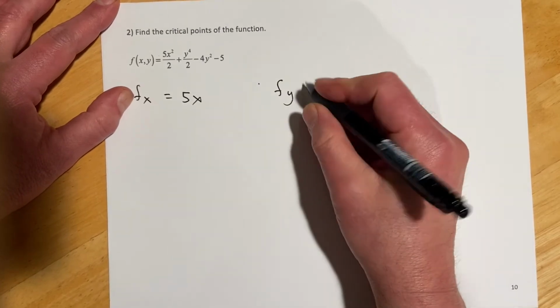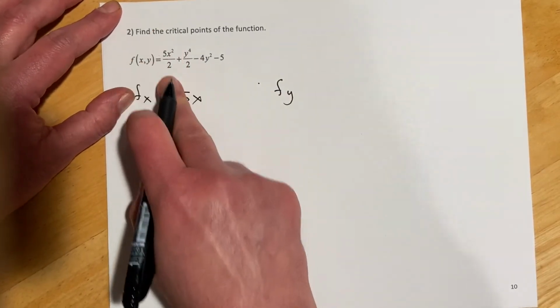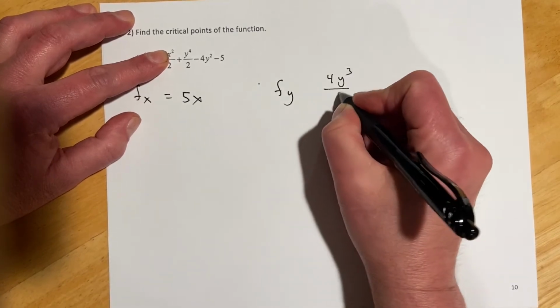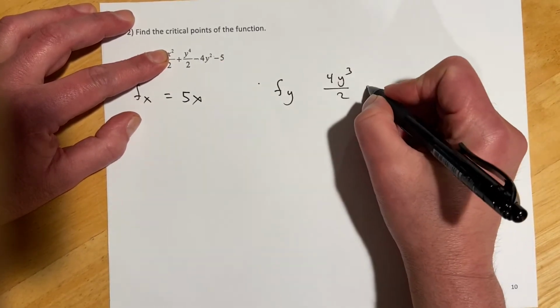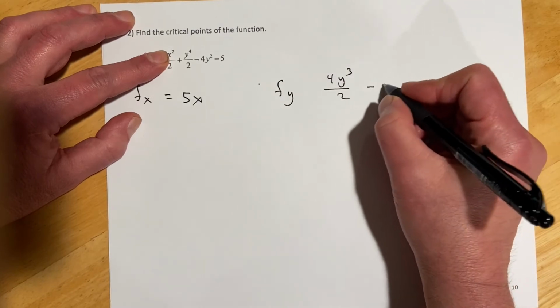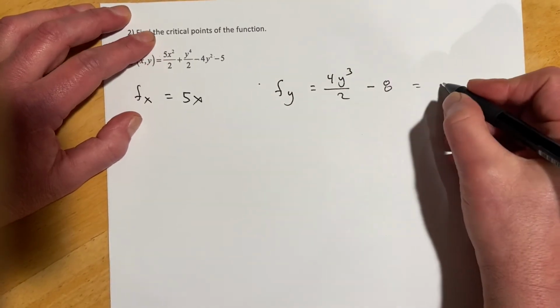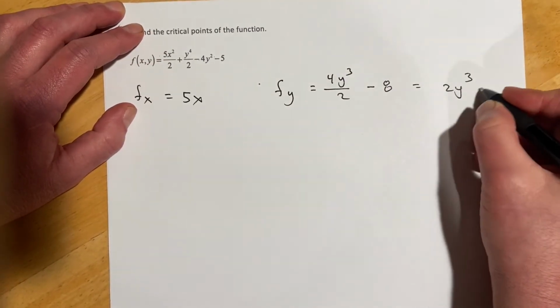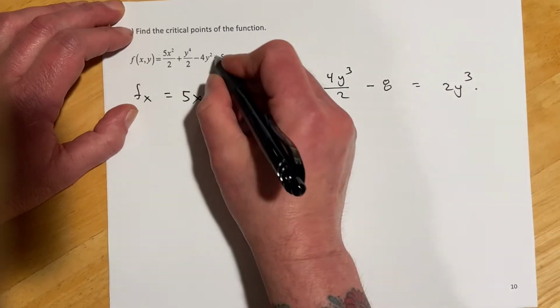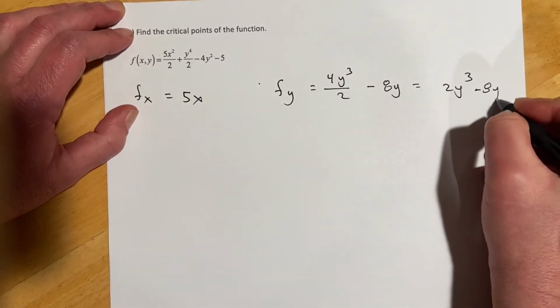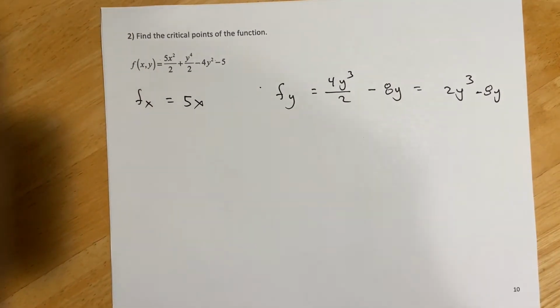And then for the partial with respect to y, the x term drops out. This one's going to be 4y cubed over 2, and then minus 8. And then reducing, I will have 2y cubed. Oh, that was y squared. That should have an 8y, sorry, minus 8y. So now I have to solve these.